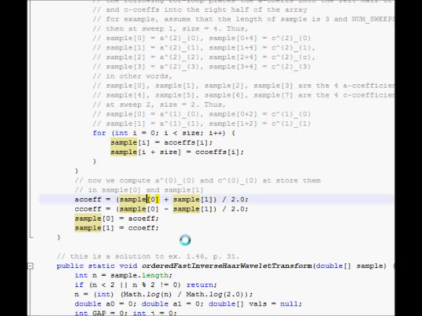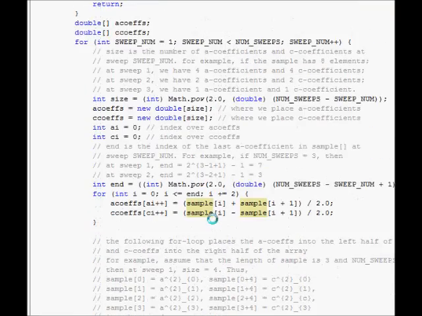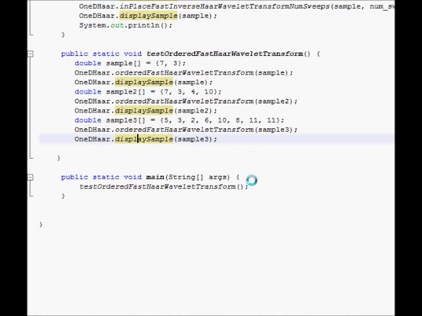And then at the end, when we only have two values, we compute the overall A coefficient and the overall C coefficient. The A coefficient is the average over the entire sample, and the C coefficient is the wavelet coefficient. Okay, so that's roughly what we need to do. That's exactly what we need to do. I was not aiming for efficiency. It's just transparency was my aim.